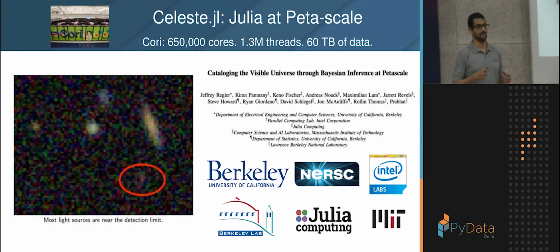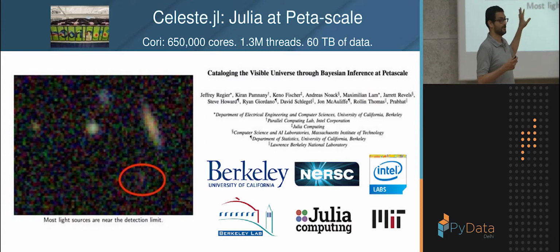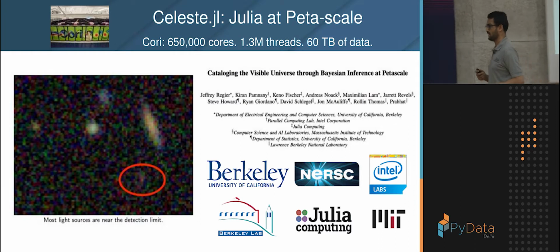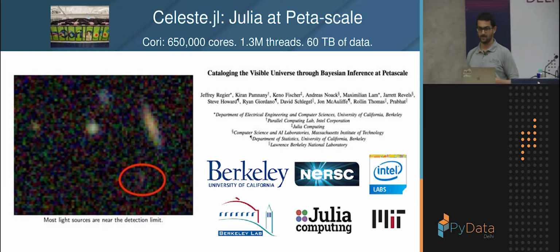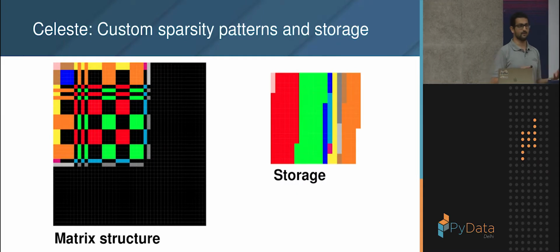It applies an optimization problem across 180 million objects in this data set, processes them, and then creates a catalog of the visible universe and uncertainty estimates for all of them. Turns out these things are not easy.